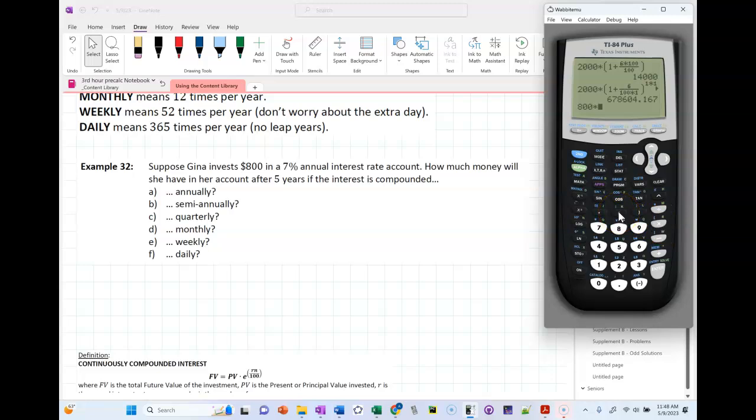So I have my present value is 800. Then I have 1 plus, and then my interest rate is 7 over 100. And I'll write times 1 here, even though I don't really need to, but I'm going to be updating it. I'm going to do the number of years first and then times K at the end. So it just makes it easier to update if I don't have the long number first. So annually, I got $1,122.